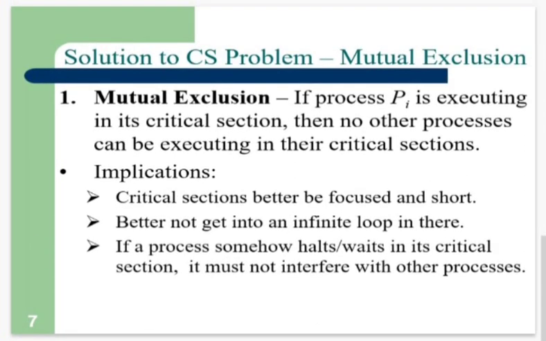Mutual exclusion. If process Pi is executing in its critical section, then no other process can be executing in their critical sections. Implications. Critical sections better be focused and short. Better not get into an infinite loop in there. If a process somehow waits in its critical section, it must not interfere with other processes.